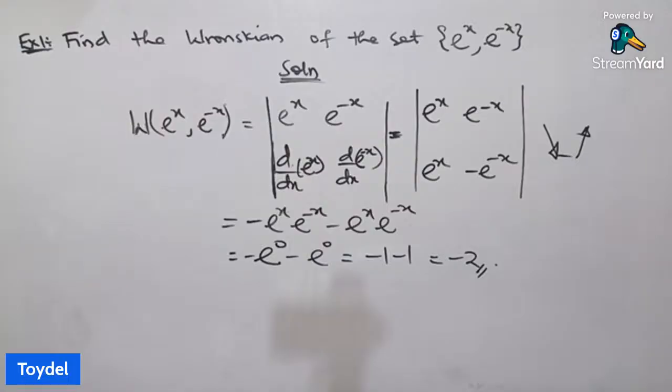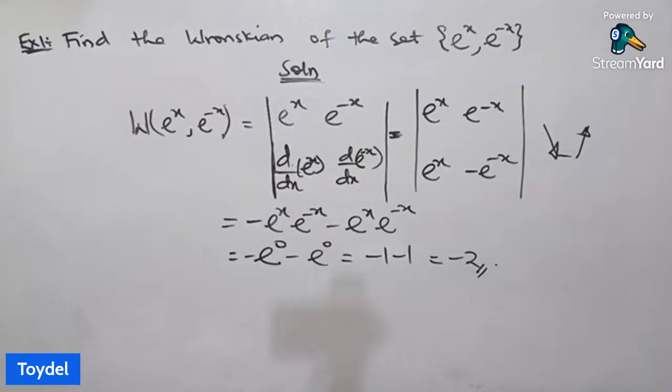Then of course we can be asked to determine whether the set is linearly dependent or linearly independent. If you go through the lectures that we had the last time, you should be able to find out if that Wronskian is linearly dependent or linearly independent. So it is possible we can be asked to show if the set is linearly dependent or linearly independent.